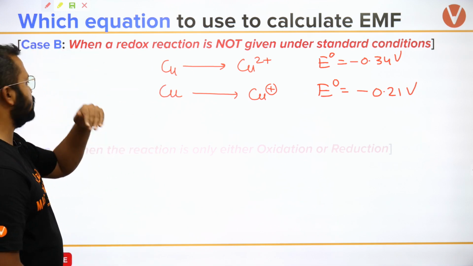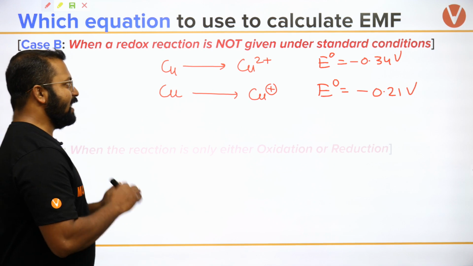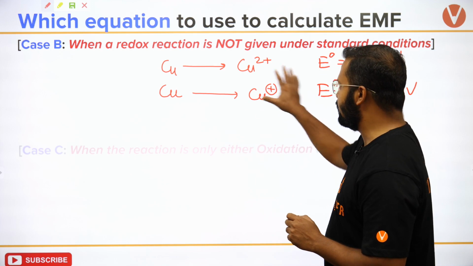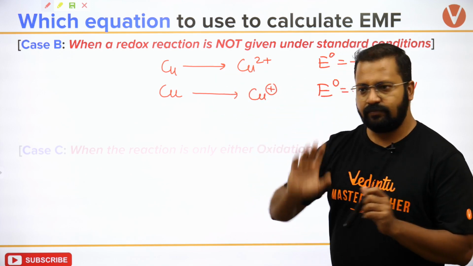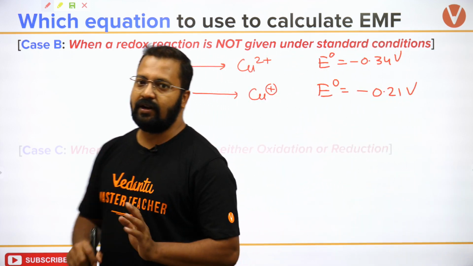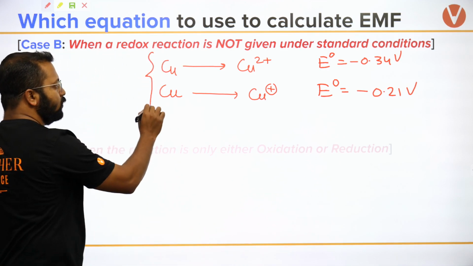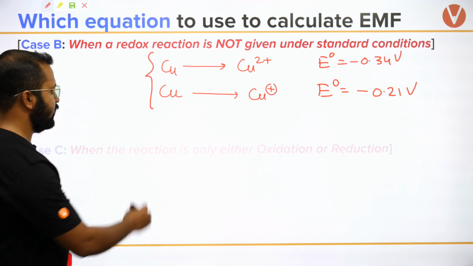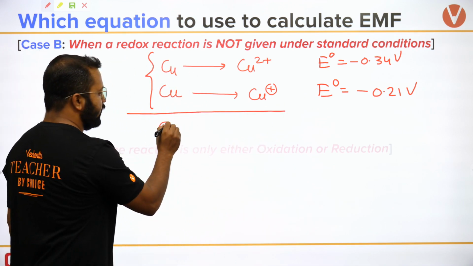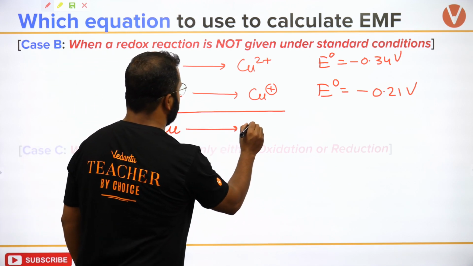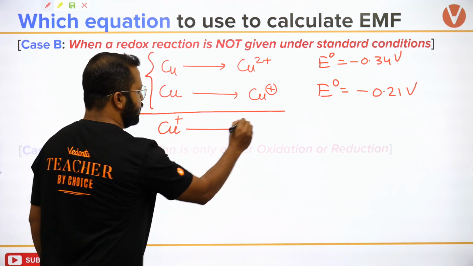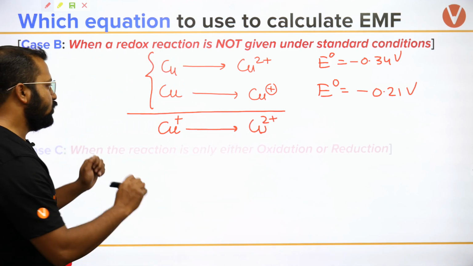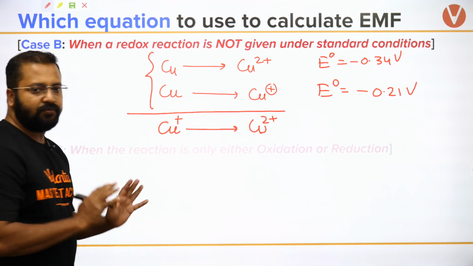When a redox reaction is not given under standard condition. Okay? Redox reaction is not given under a standard. So this is not a redox reaction. Okay? When a redox reaction is not given under a standard condition, what you have to do is you will use the concept of free energy. If you are being asked to calculate it for Cu changing into Cu plus changing into Cu2 plus, आप कैसे calculate करोगे इसको? How would you calculate this? You will calculate this using the concept of free energy.